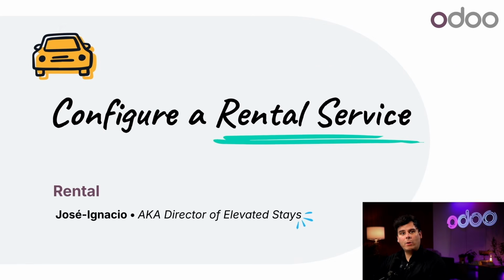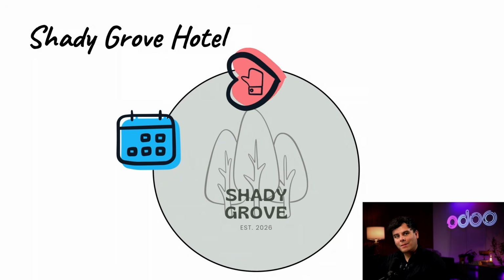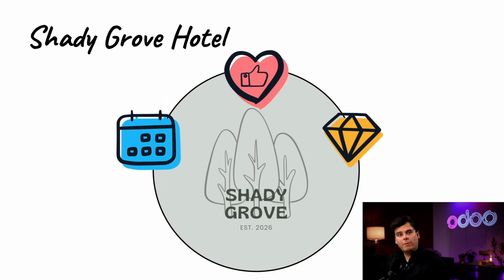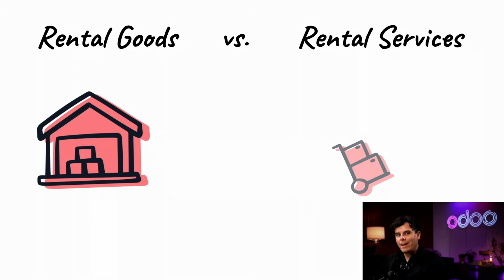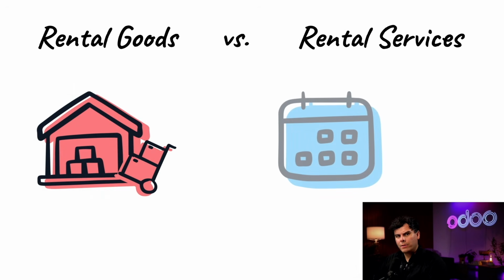At Shady Grove, our motto is resting at new heights, and one of our priorities is managing room availability. We need to track services and resources per room to avoid overbooking. You might ask, isn't a room a physical good?